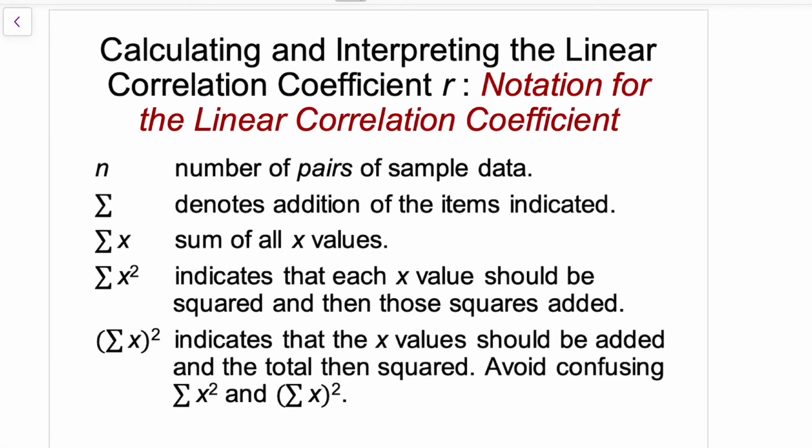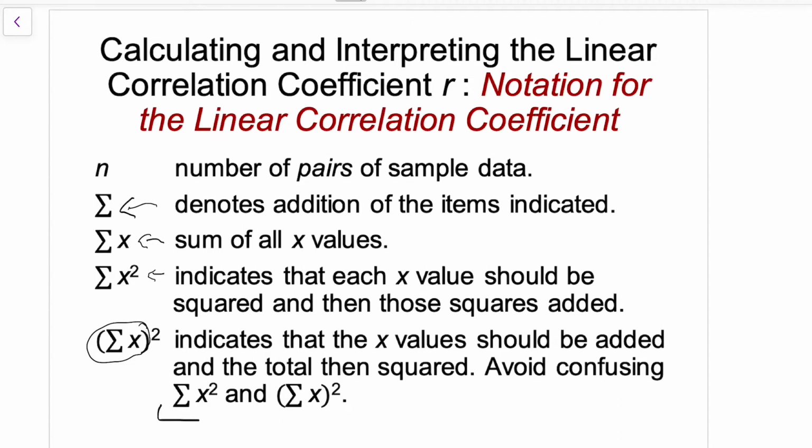We have some new notation when dealing with calculating the linear correlation coefficient. N is the number of pairs of sample data. This big E looking thing is sigma. It denotes that we want the sum or addition of a bunch of items indicated. There are three main types of sums we will want to deal with. The sum of all the X values, the sum of all the squares of all the X values, and lastly, we may first want to sum all of the X values and then square that total. And that is what that last notation will be.